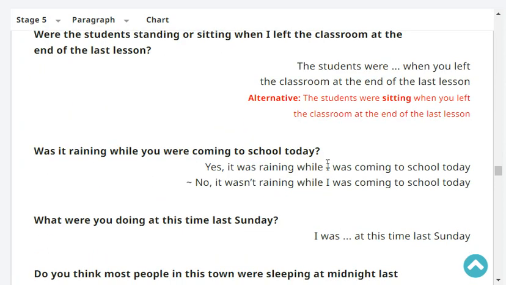Was it raining while you were coming to school today? Yes or no? No, it wasn't raining while I was coming to school today.